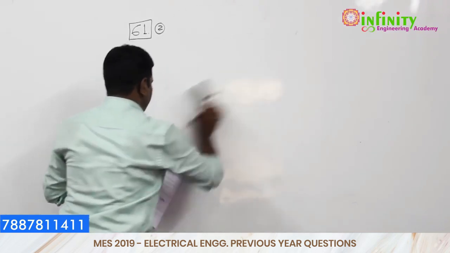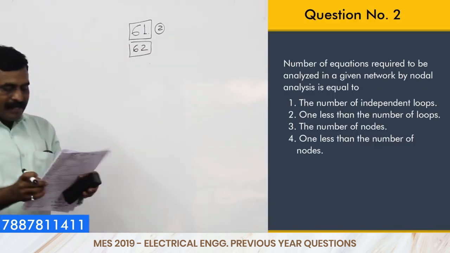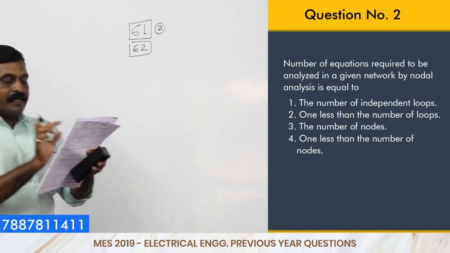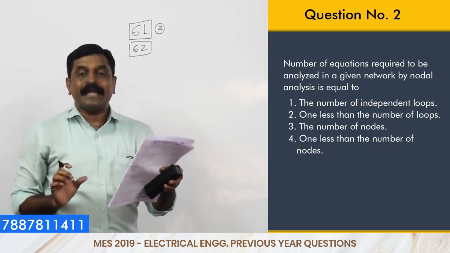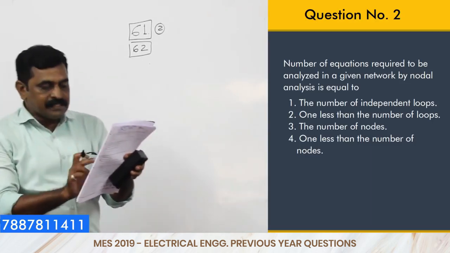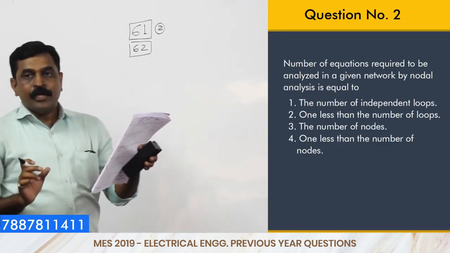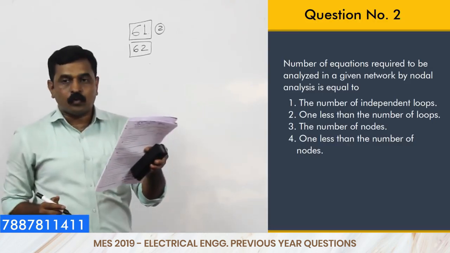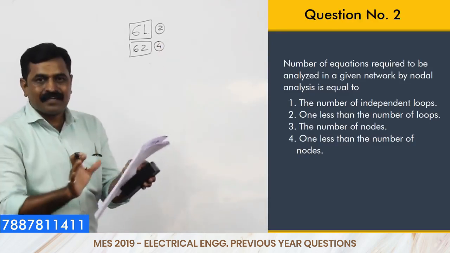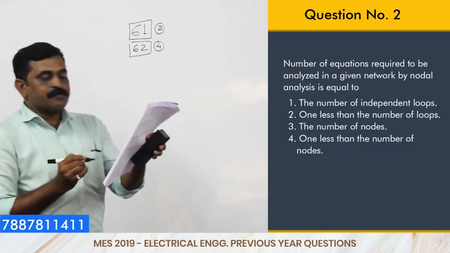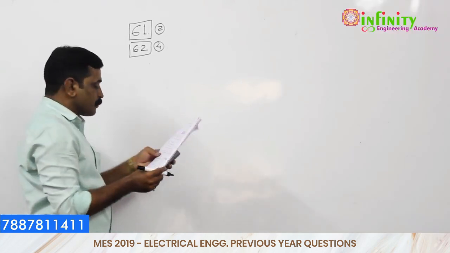Now we'll try the next one, that is 62. In this particular 62, the question is the number of equations required to analyze a given network by nodal analysis. So this is regarding nodal analysis. For nodal analysis, we always know that the number of equations should be 1 less than the number of nodes. The option is the 4 for that. So this is a conceptual part, no need of any analytical part. The last point is the 1 less than the number of nodes.